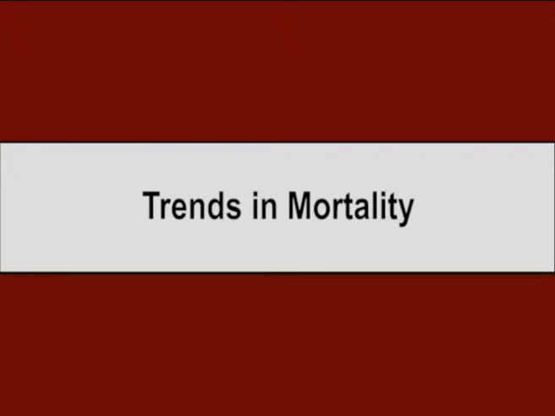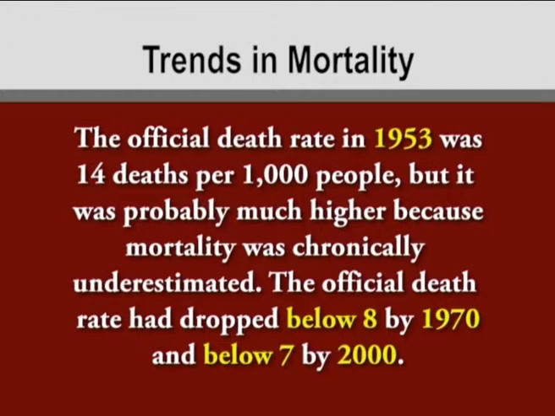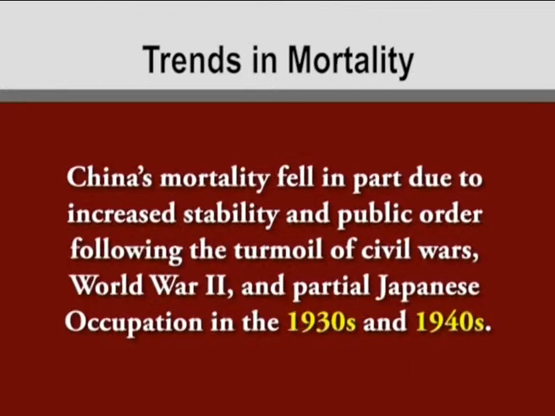Trends in mortality. China's mortality has declined dramatically over the past 50 years, especially in the early years of the People's Republic. The official death rate in 1953 was 14 deaths per 1,000 people, but it was probably much higher because mortality was chronically underestimated. The official death rate had dropped below 8 by 1970 and below 7 by 2000.